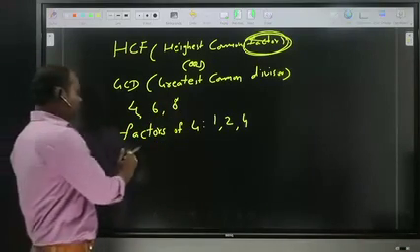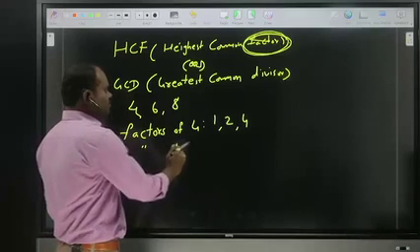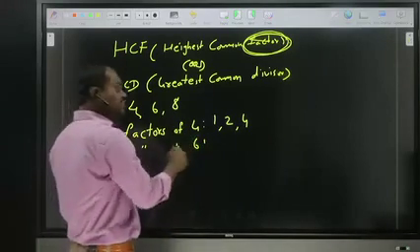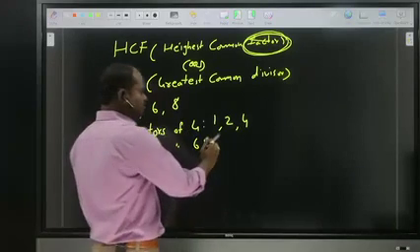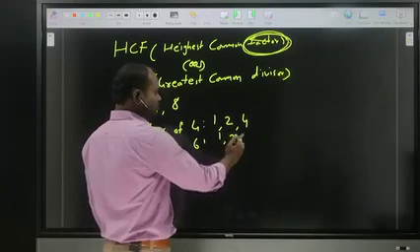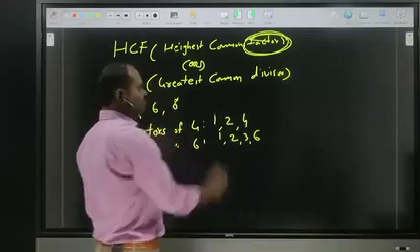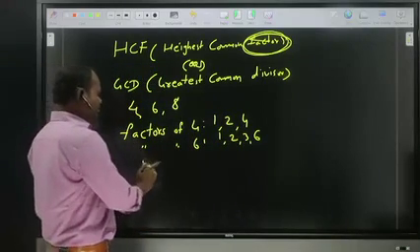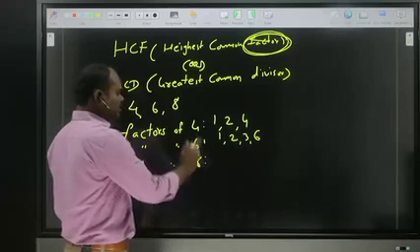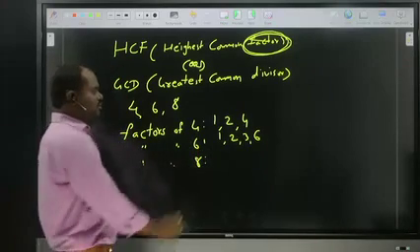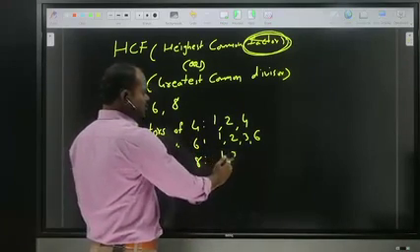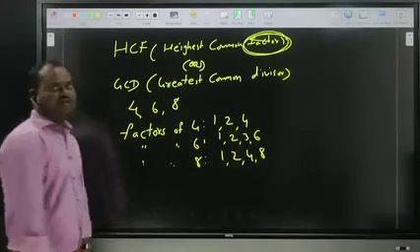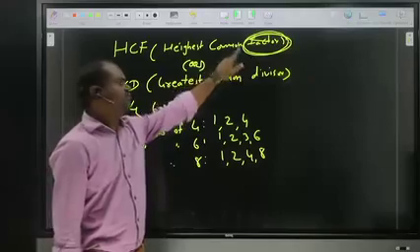Now factors of 6. What are the factors of 6? In which table will we get 6? 1, 2, 3, 6. Okay. Next, factors of 8. What are the factors of 8? 1, 2, 4, 8. As per the full form, first of all we wrote the factors.